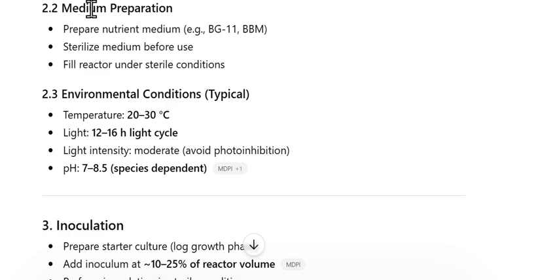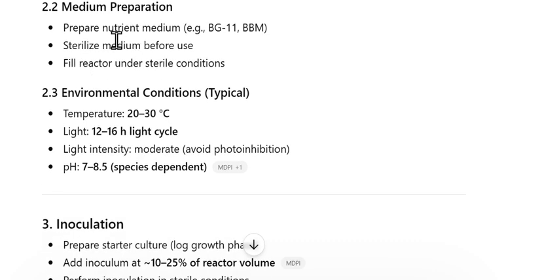For the preparation of a medium, we have a choice of media. Normally for global cultivation of microalgae, BG11 or Bold's basal medium is preferred. Besides that, there are also F2 and other media. After choosing the medium, sterilize it before use and fill the reactor under sterile conditions.